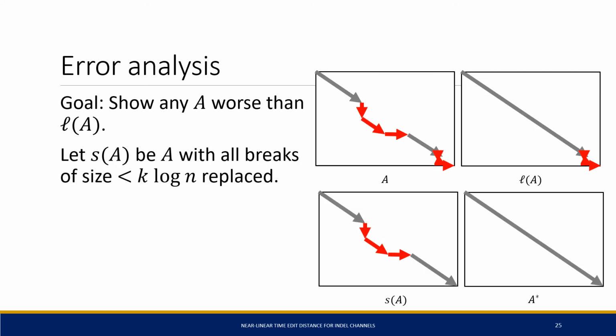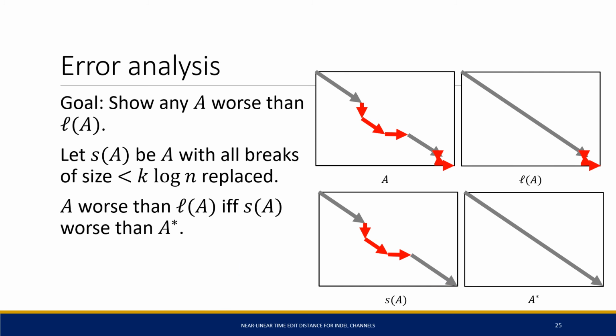So similarly to L of A, let S of A be A with all breaks of size less than k log n replaced. Remember, in L of A, we replaced the long breaks. In S of A, we're replacing the short breaks. The reason defining S of A is useful is that A is worse than L of A if and only if S of A is worse than A star.